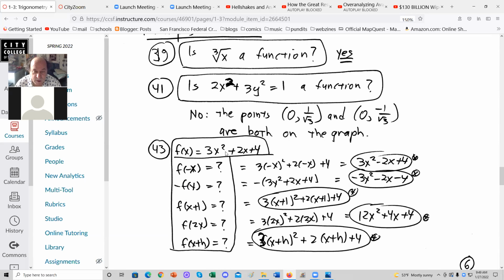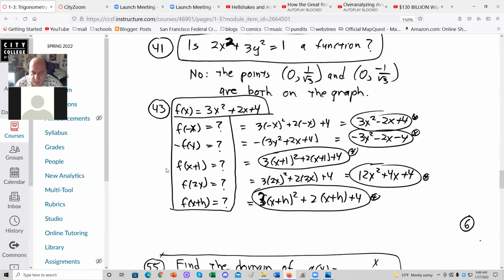F of negative x, you put a negative x in here: 3 times negative x quantity squared, plus twice the negative x plus 4. After a bit of work, it's 3x squared minus 2x plus 4. Negative f of x is the opposite of this, 3x squared plus 2x plus 4. Negative 3x squared minus 2x minus 4. Notice that these are not the same. The linear term, minus 2x, is the same, but the quadratic term, they're opposite, and the constant terms are opposite. So order of operations counts.